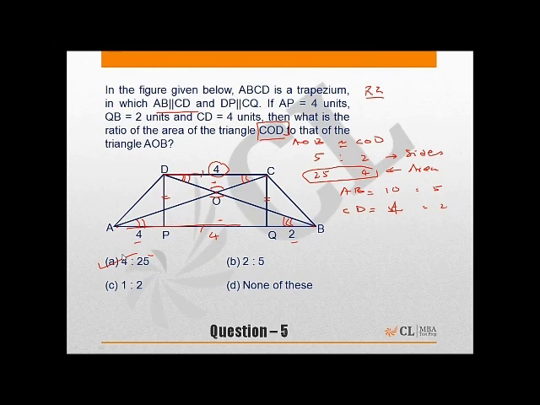Simple question of similar triangles, but for me the simple question of similar triangles would still be a round 2 question, because most of the time I will spend a little time understanding and only then be able to move on to the question. Let's move to the next question now.